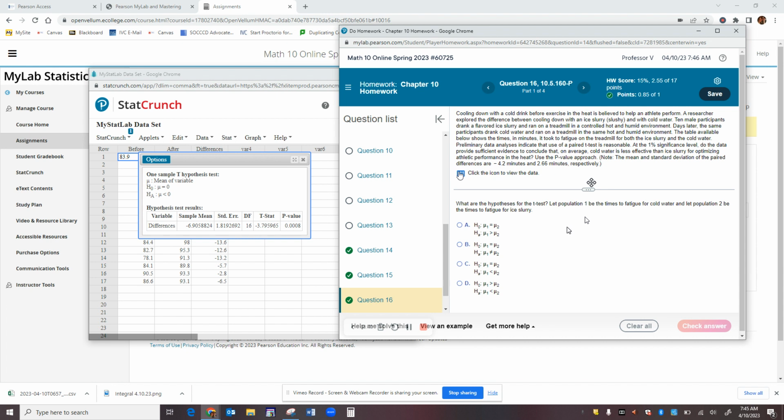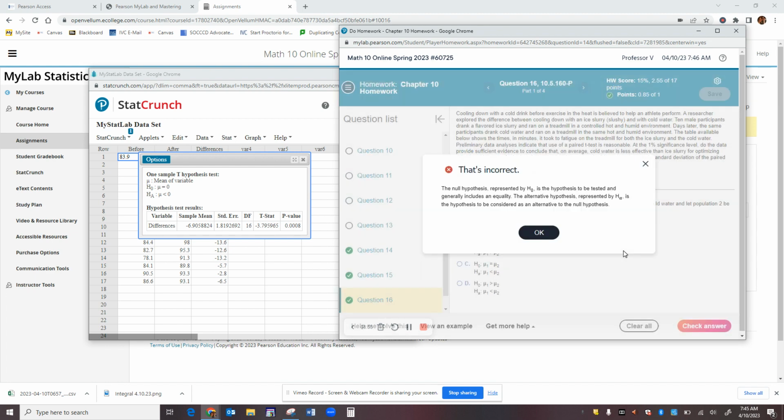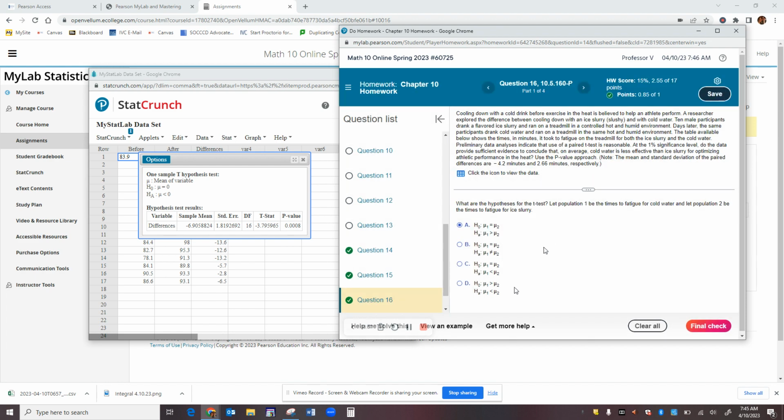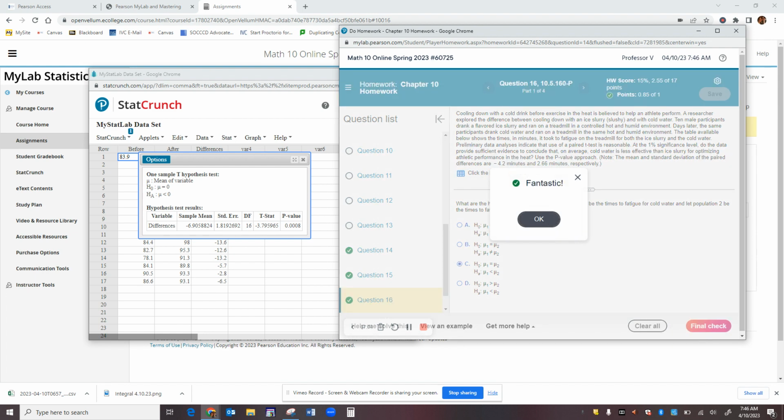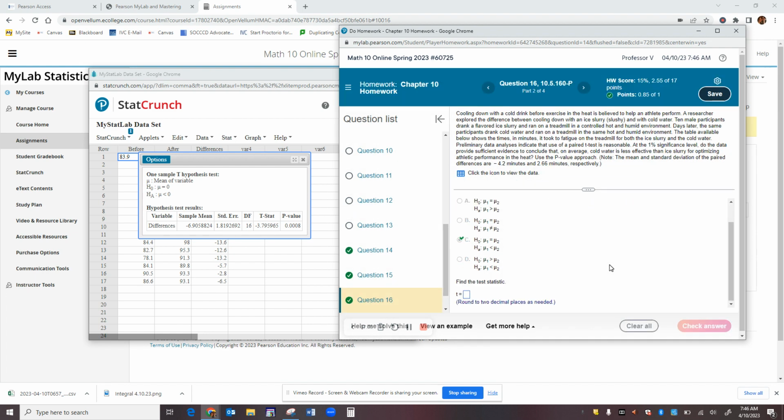We can do it with the data. Population 1 is times for cold water, population 2 is times to fatigue for ice slurry, and they think cold water is less effective. So then it should be that it's greater. I'm going to go with this option. Let's check. Oh no, whoopsie daisy. Okay, this one then. That's the only one that makes sense. Fine, I'll check. God, they made me nervous. Okay. So find the test statistic.